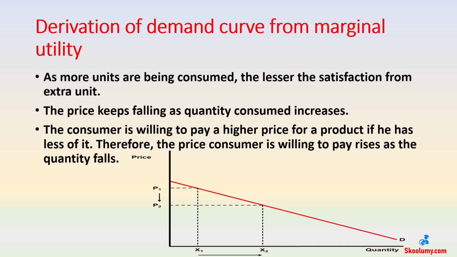The link is that as more units are being consumed, the less the satisfaction from the extra unit. This means that the price consumers are willing to pay falls as quantity increases due to falling marginal utility. If the quantity decreases, the price the consumer is willing to pay will rise, because he values the product more if he has less of it. This is why the demand curve is downward sloping, and there is an inverse relationship between price and quantity.